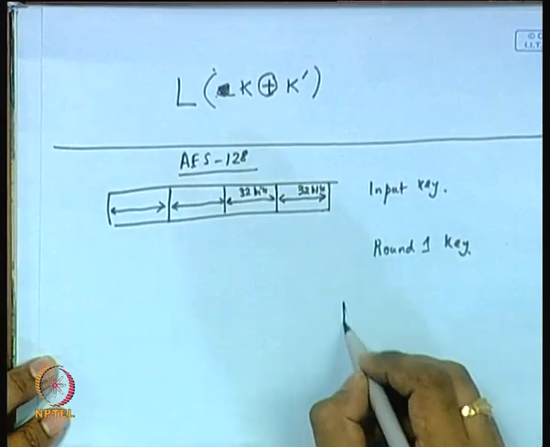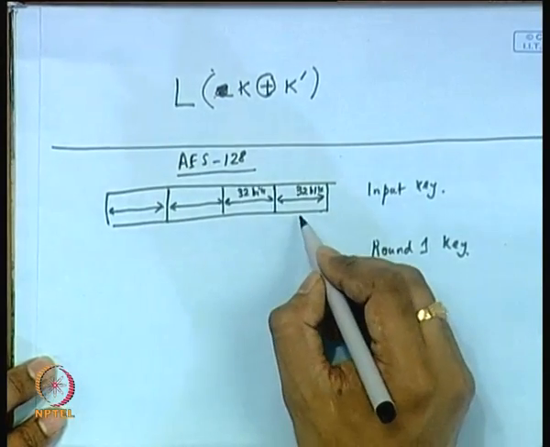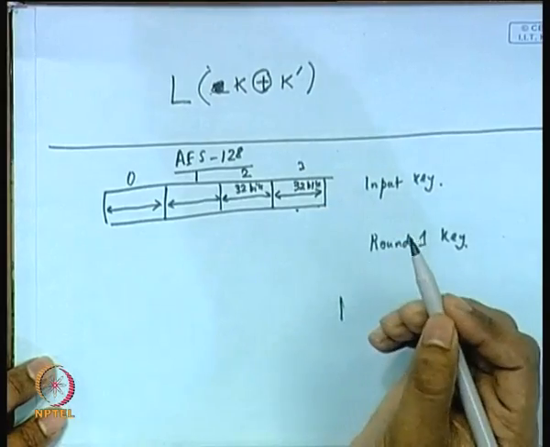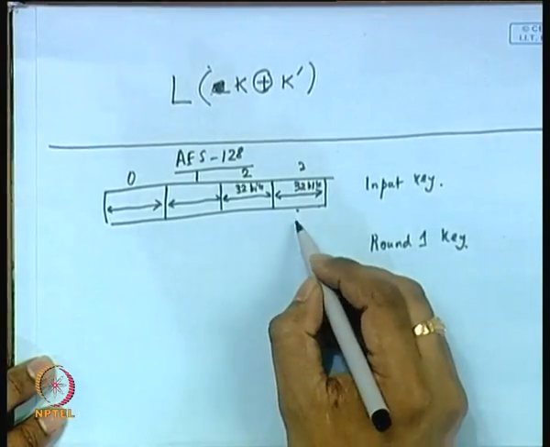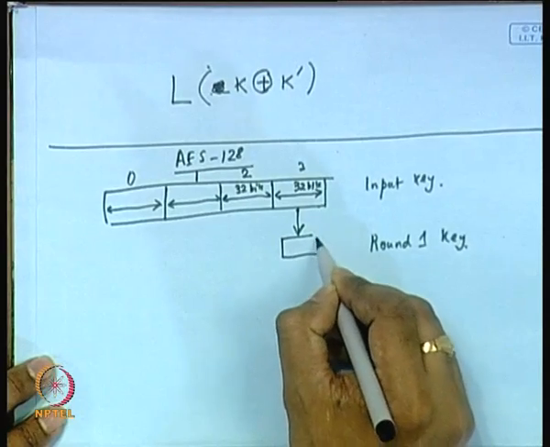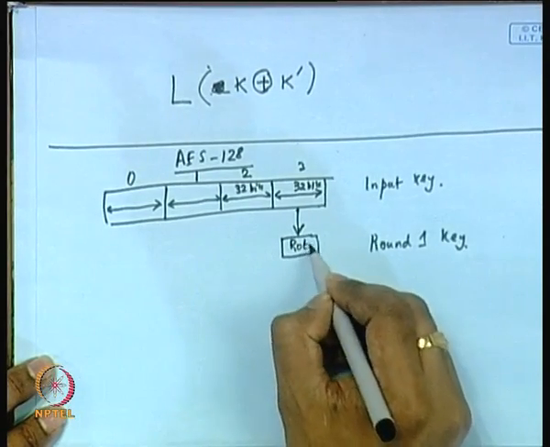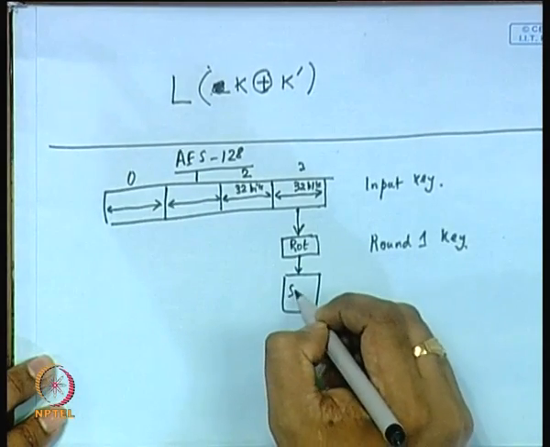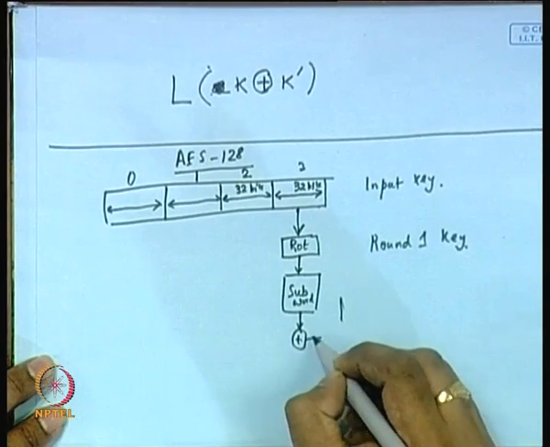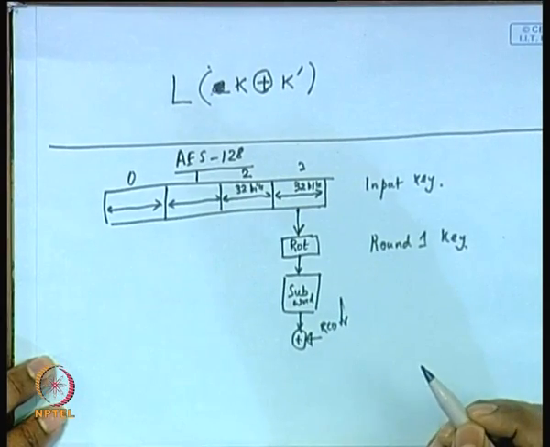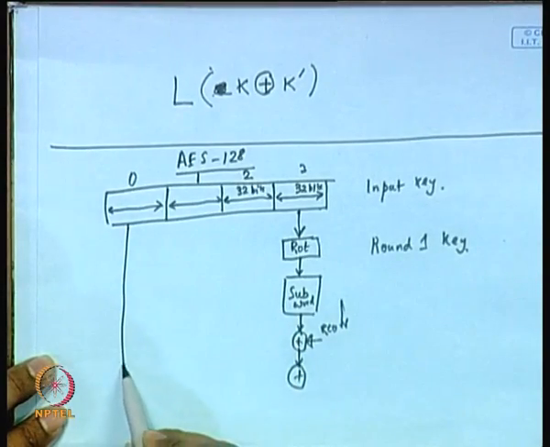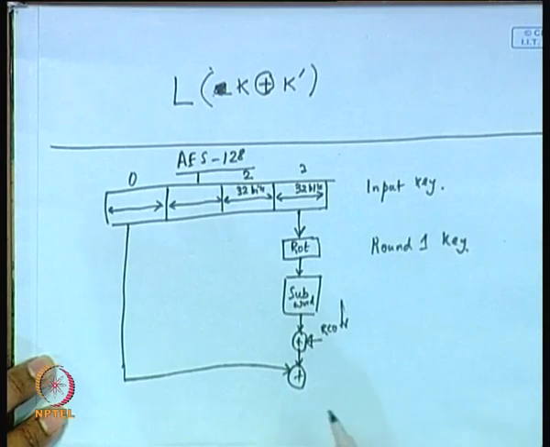It's quite simple. Imagine that you take the corresponding, so if I number them 0, 1, 2 and 3, you take the third word, okay, and you pass that through certain transformations. The transformations are as follows. You rotate that first, and pass that through a subword operation, okay, and then you XOR that with something called an RCON, that is a round constant, okay, and the output of that, you XOR with the 0th word.